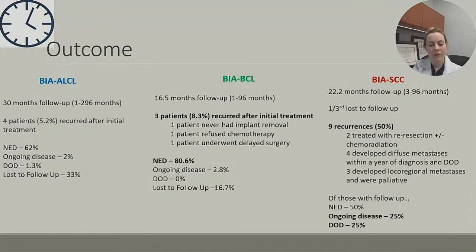In terms of outcome, the B-cell lymphomas, again, are very indolent, similar to ALCL. The vast majority of patients have no evidence of disease at most recent follow-up. There were 3 patients who have recurred after initial treatment, but we all suspect these patients had reasons for recurrence. One patient never underwent implant removal, and we suspect that was an ongoing stimulus for disease. One patient refused chemotherapy despite recommendations, and one patient did undergo surgery but was delayed in treatment, and she eventually was adequately treated with an autologous stem cell transplant.